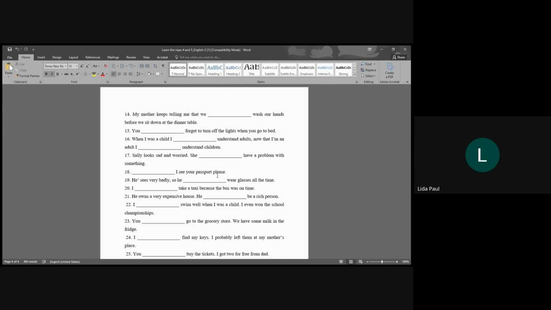You shall not, right? You can also say shan't. You shan't forget to turn off the lights when you go to bed. Now, why do we use shall here? For a strong, socially binding obligation, right? This is also something that you're required to do.